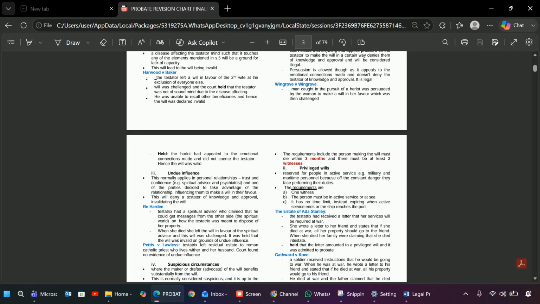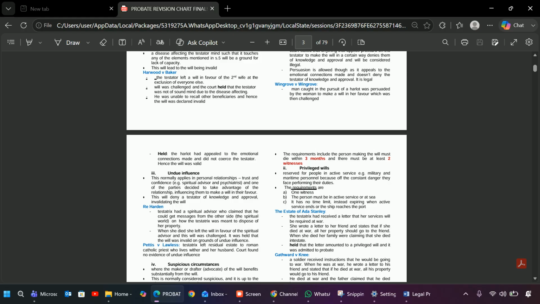This normally applies in personal relationships where we have trust and confidence, and one of the parties decides to take advantage of the relationship, influencing them to make a will in their favor. This will deny a testator of knowledge and approval, therefore invalidating the will. This was tested in the case of Revocation, where the testatrix had a spiritual advisor who claimed that he could get messages from the other side on how the testatrix was meant to dispose of her property. And when she died, she left the will in favor of the spiritual advisor, and this will was challenged. It was held that the will was invalid on the grounds of undue influence.